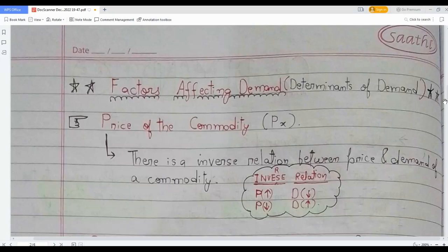Suppose a person goes to a market to eat a burger. If he gets it at rupees 50 per burger, he can purchase two burgers. Suppose the price of the burger rises to 100 rupees. Now the person's income is fixed, he has only 100 rupees in his pocket, so he will buy only one burger. And if the price decreases to 25 rupees, the consumer with 100 rupees can purchase a total of four burgers. This shows clearly an inverse relationship between the price of that commodity and the demand of that commodity. This factor is affecting the demand.